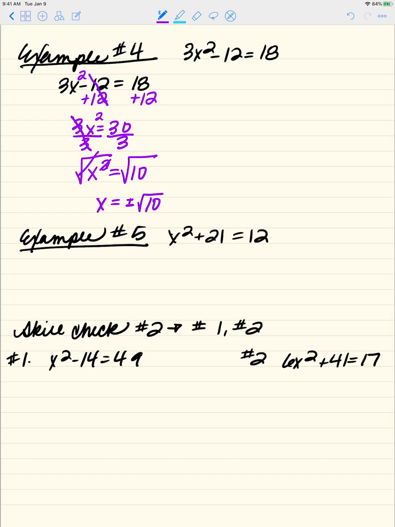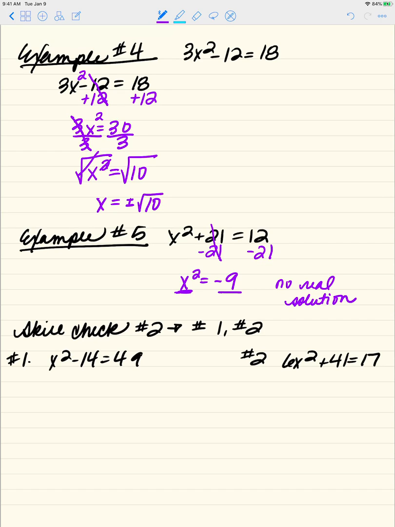Example number 5. We're going to undo the addition of 21 on the left-hand side by subtracting 21 from both sides. That gives us x squared is equal to 12 minus 21, which is negative 9. Can x squared equal negative 9? No, it cannot. A square cannot equal something negative, so there is no real solution to this problem.